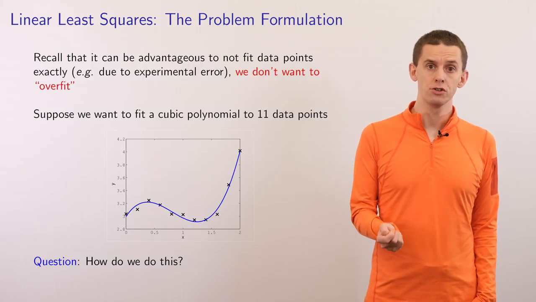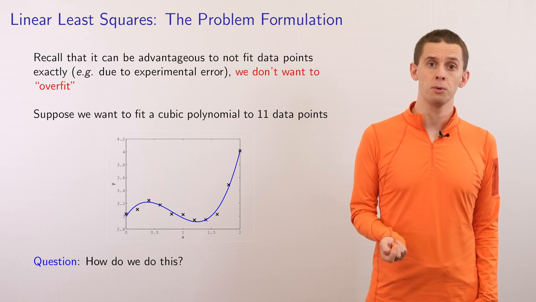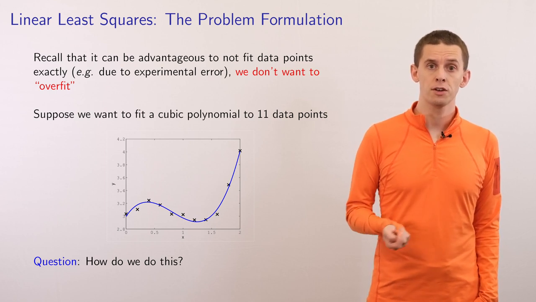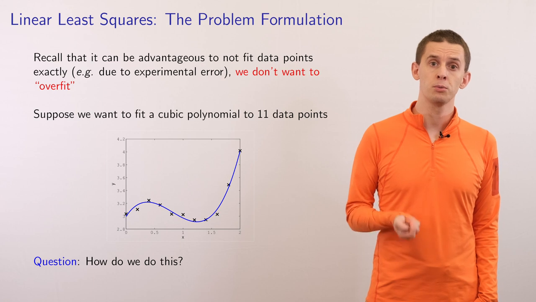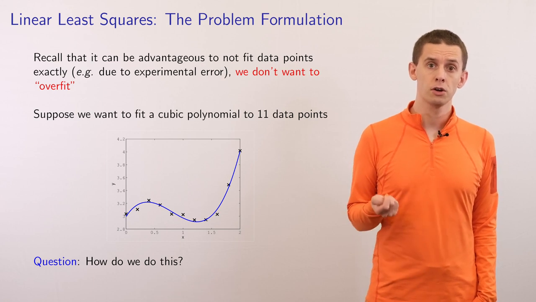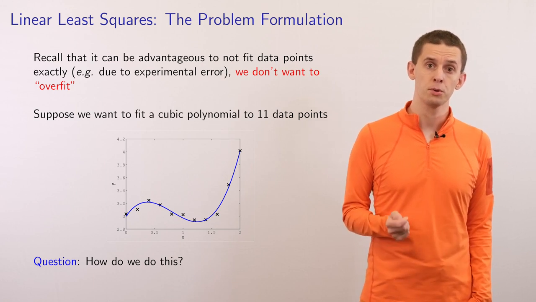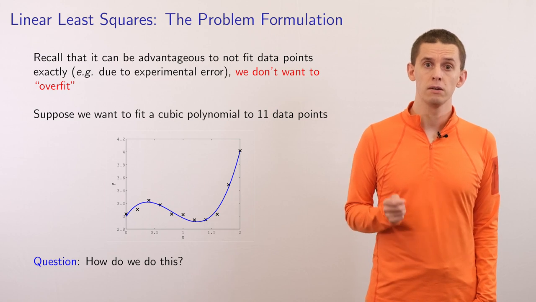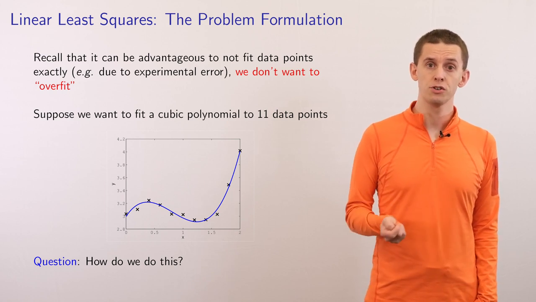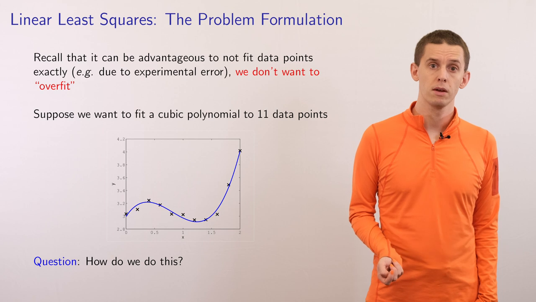So there are some situations where you might not want to fit every last data point exactly. If our data has experimental noise or some other type of random perturbation, then fitting a curve that goes through every single data point precisely may really be overfitting and reading too much into the information that we have.